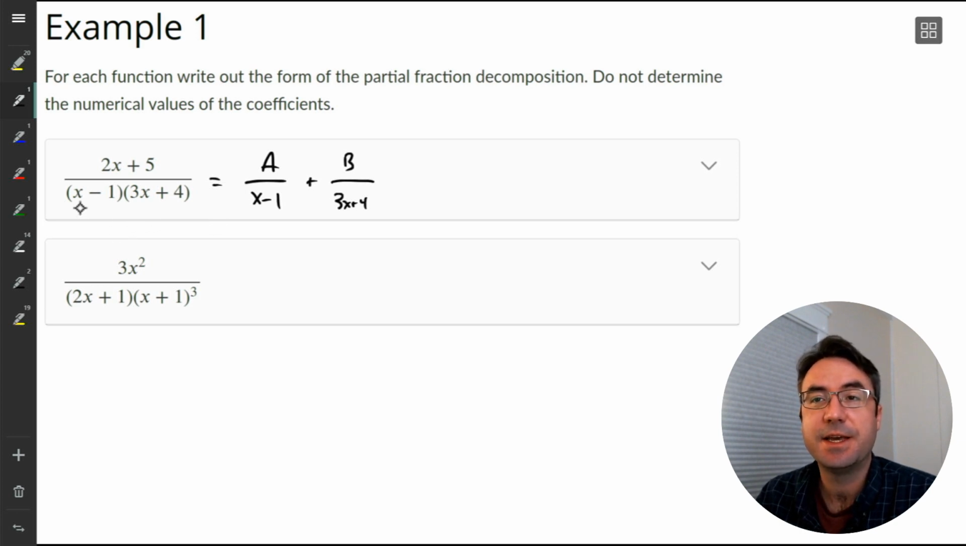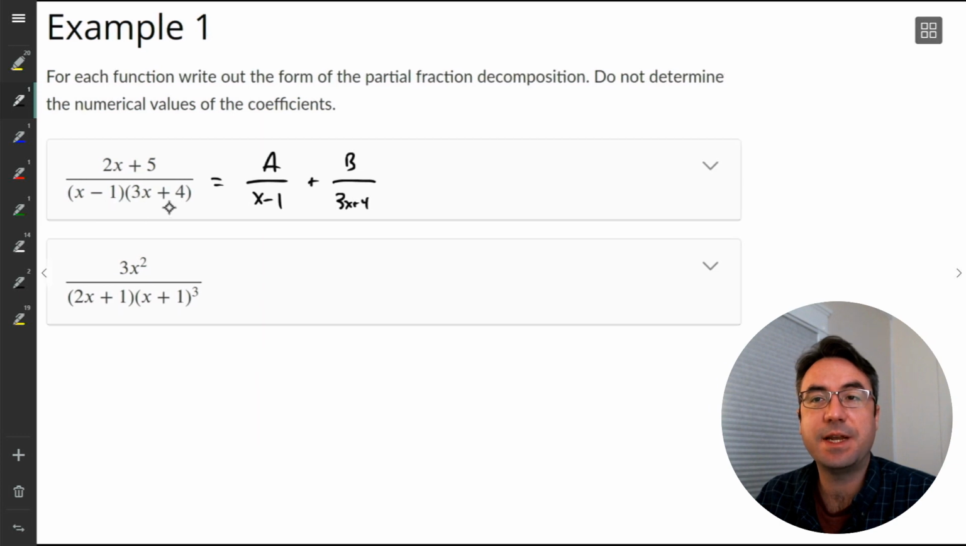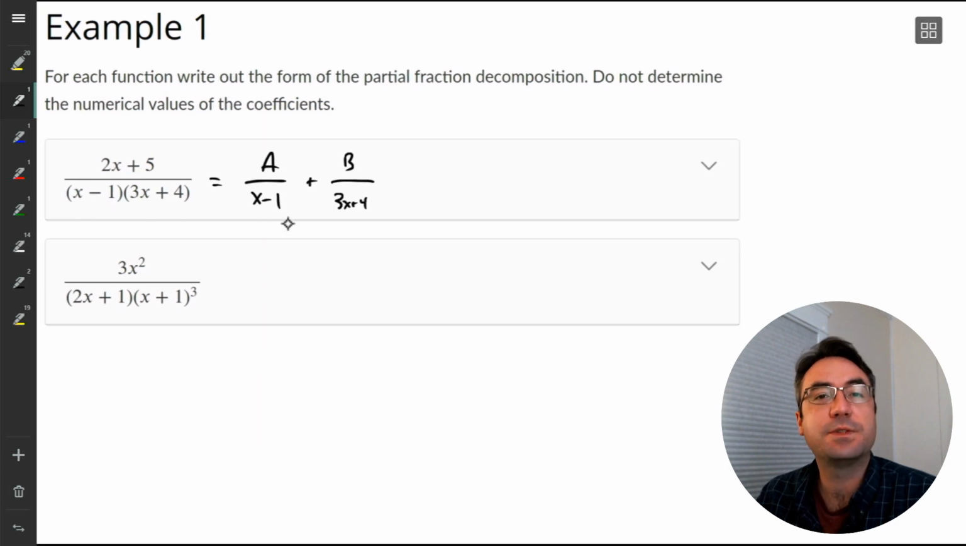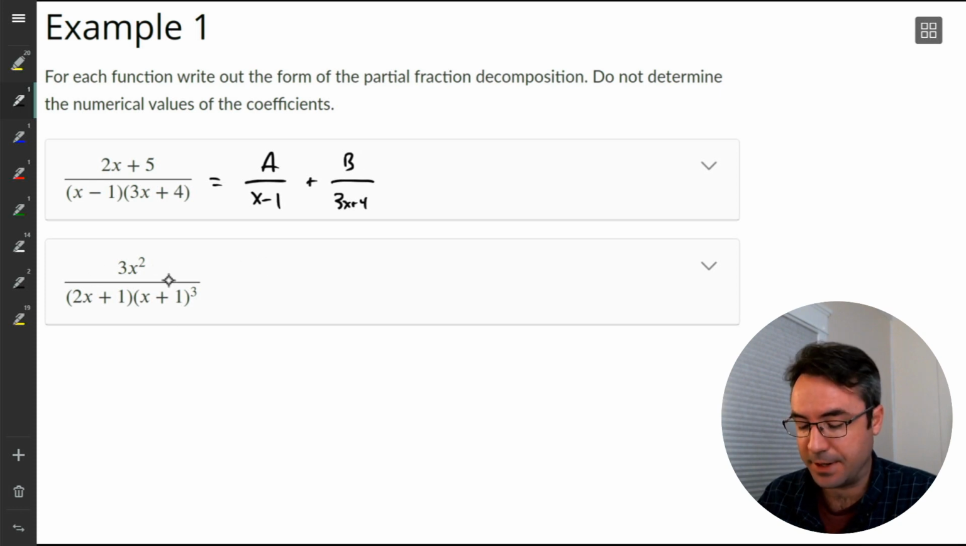So you can see each linear term in the denominator gets its own separate fraction here. And a and b generally are constants that we have to find out, and we'll see how to do that in a little bit. All right, let's try the next one.